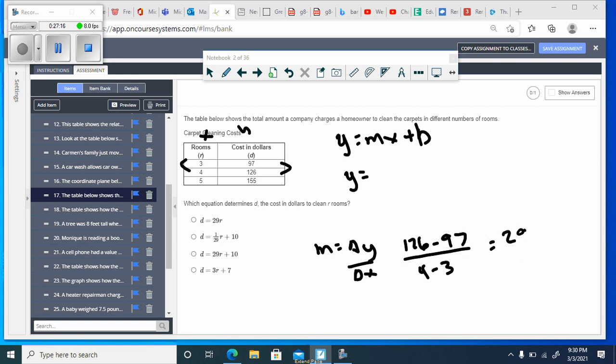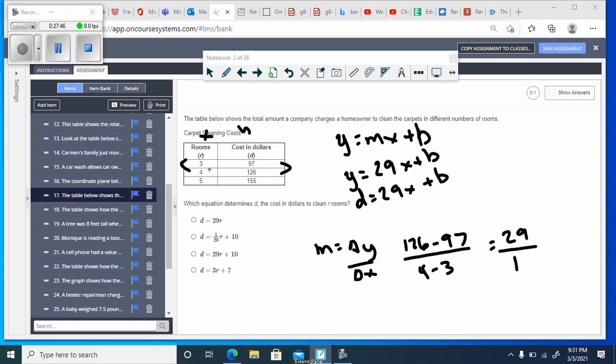That would be 29 over 1, so that would be $29. So our m is 29. Okay, y is equal to 29x plus b, or in this case, d is equal to 29x plus b. Now we need to know what our b is. Is our b 0?